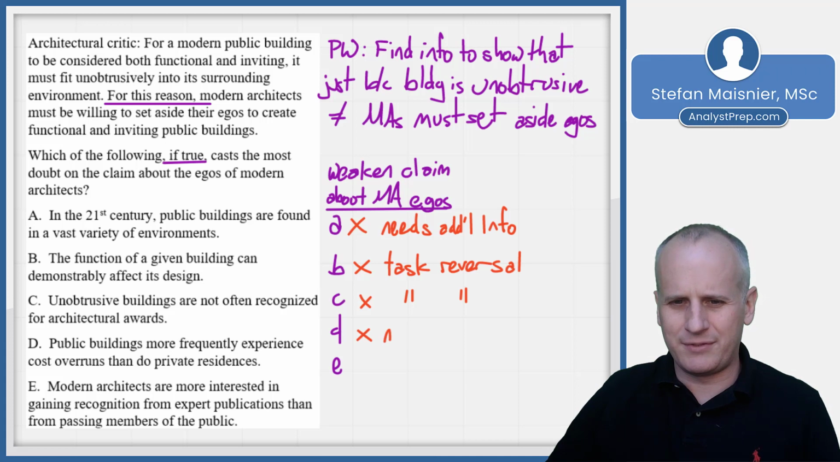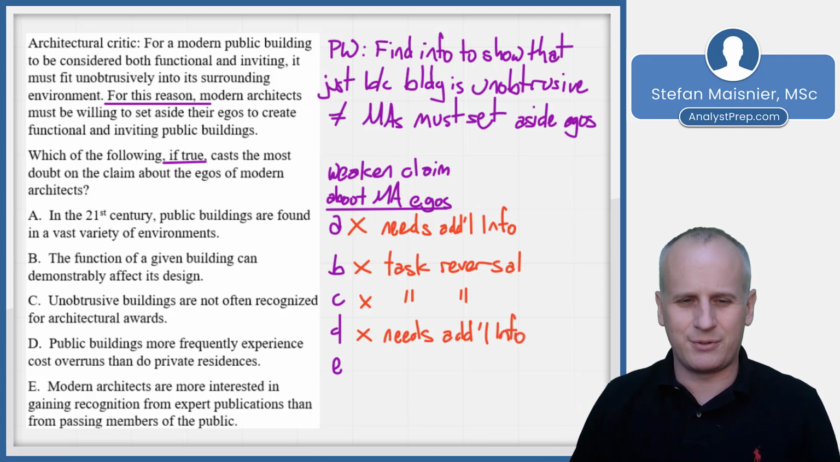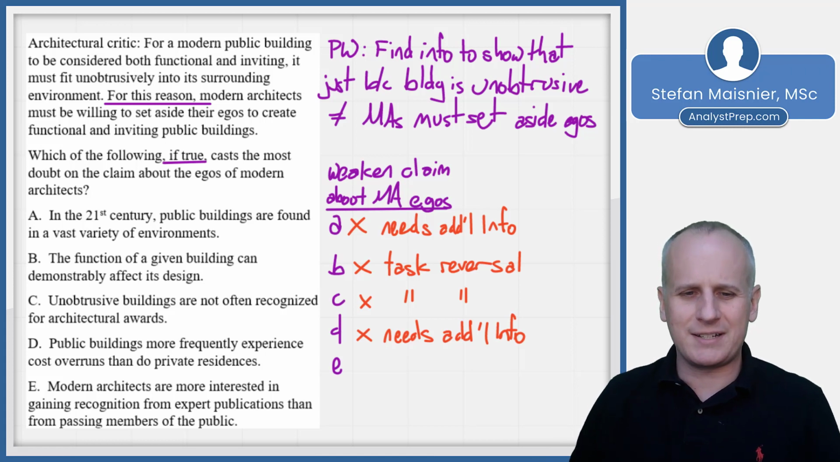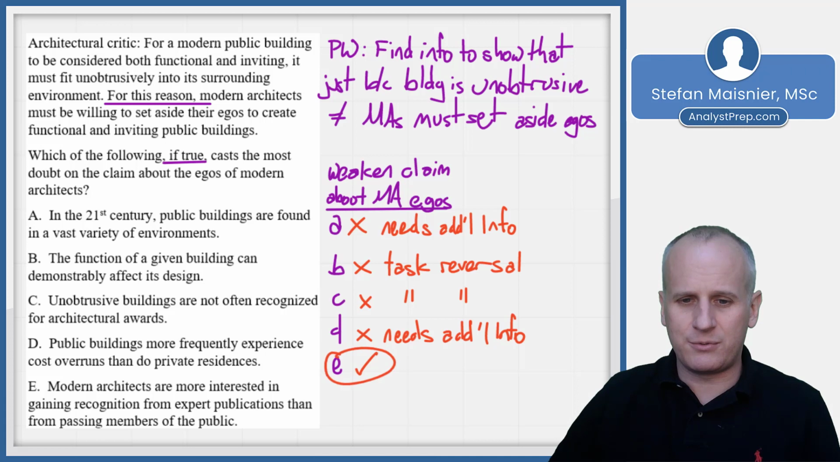Well, there's a whole bunch of additional information that's necessary here. I don't know about private residences. I don't know how cost ties into the ego thing. There's a bunch of unanswered questions for choice D. But choice E, modern architects are more interested in gaining recognition from expert publications than from passing members of the public. Well, the building being unobtrusive and fitting into the surrounding environment means that the public may not notice it, but the expert publications still might, and that could satisfy the modern architect's ego. So choice E addresses this pretty nicely.